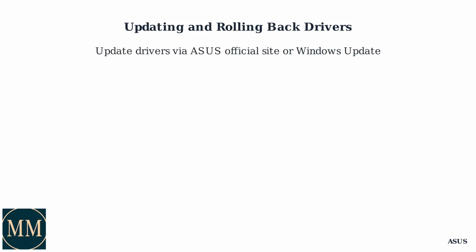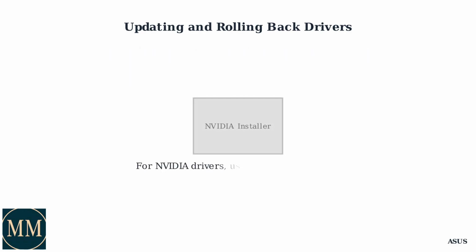Outdated or incompatible drivers are frequently the cause of monitor issues on ASUS ZenBook laptops. Let's explore how to update and roll back drivers effectively. First, update your drivers. Visit ASUS's official support site or use Windows Update to get the latest versions. On the ASUS support site, you'll find downloads for your specific model. When updating NVIDIA drivers, download the official installer and select the graphics driver option, then agree and continue.